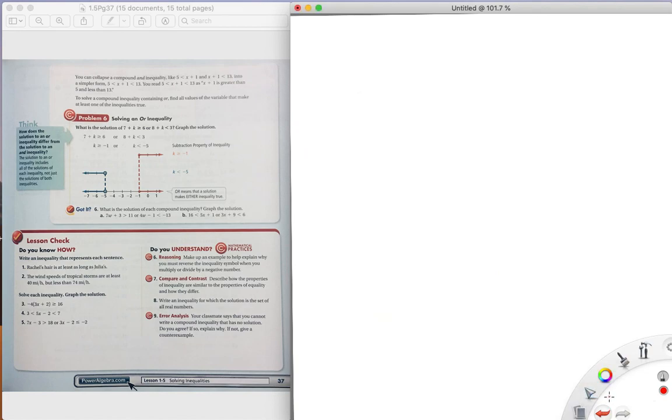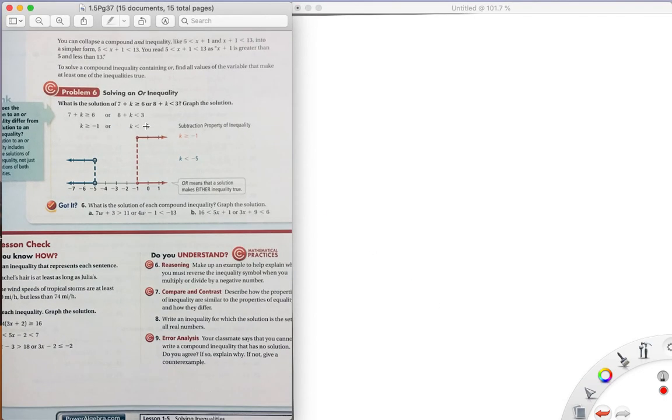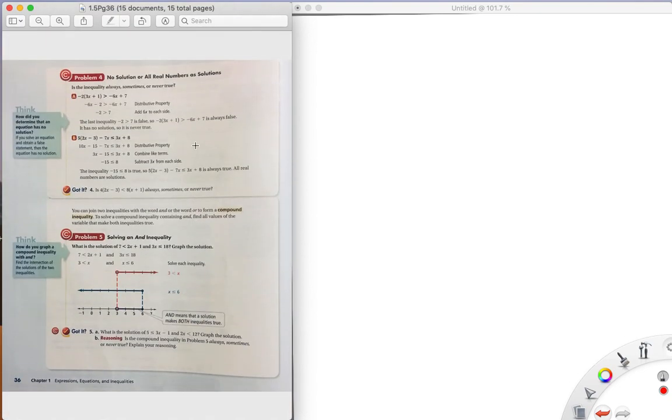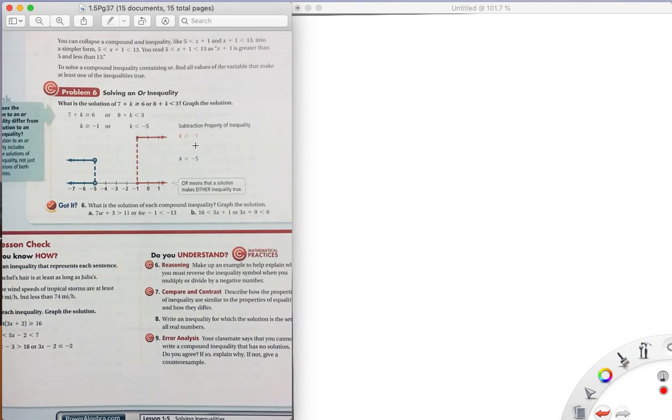Alright, so when we deal with the OR inequality, they're graphing and they're going in different directions and they're not intersected at all. So this is how we graph it when they're not intersected.